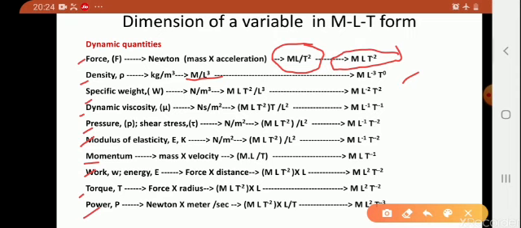Similarly, specific weight is nothing but Newton per meter cube. Okay, this one, Newton per meter cube. Then Newton, we already know it is a force, so M L T raised to minus 2 is for Newton.